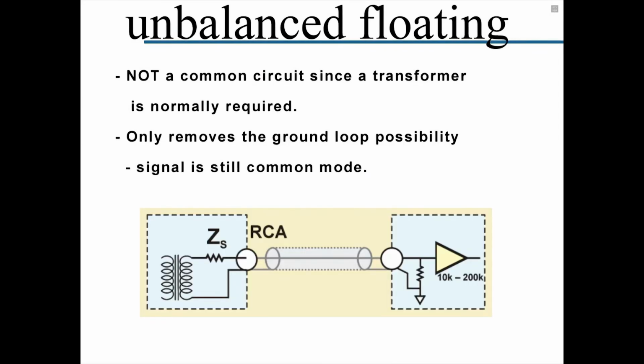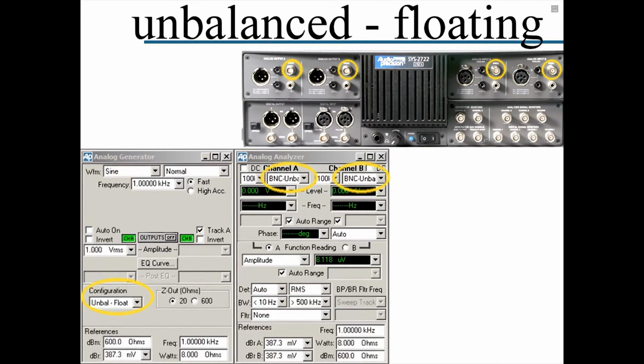Unbalanced floating circuits are not common since a transformer is normally required. The ground loop possibility is removed, but the signal is not immune from noise. When using unbalanced float in audio precision instruments, connect to the BNC connectors in the analog I/O. Select the unbalanced float configuration in the analog generator panel and BNC unbalanced in the analog analyzer panel. This is a recommended connection because it removes the possibility of a ground loop.